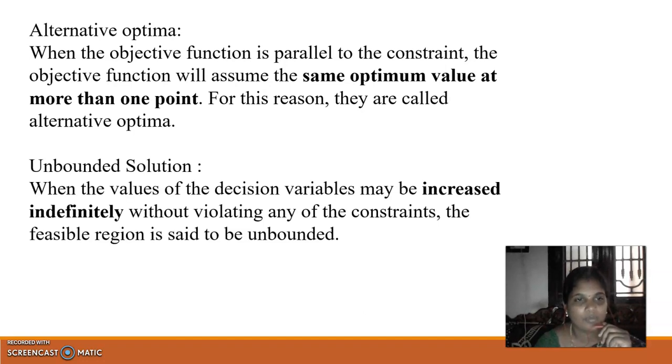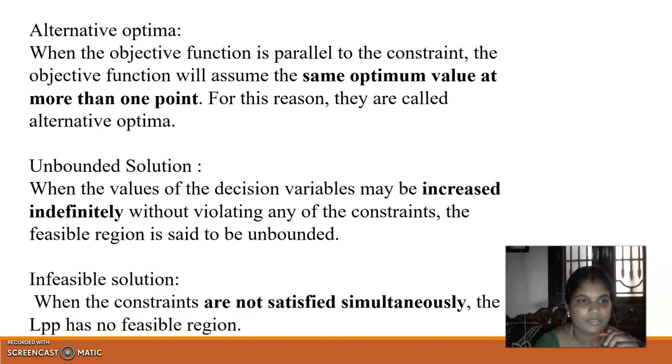The second one is unbounded solution. When the values of the decision variables are increased indefinitely, we call that feasible region unbounded. And the third one is infeasible solution. We will get a solution, but we get it in an infeasible region, which means it is not restricted to the first quadrant. That is infeasible solution. When the constraints are not satisfied simultaneously, then the LPP has no feasible region.